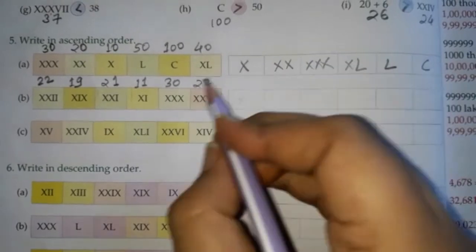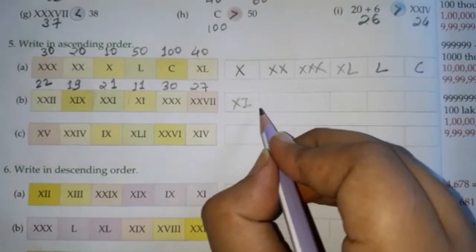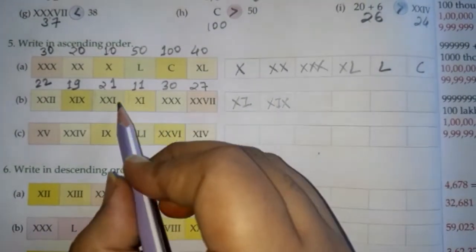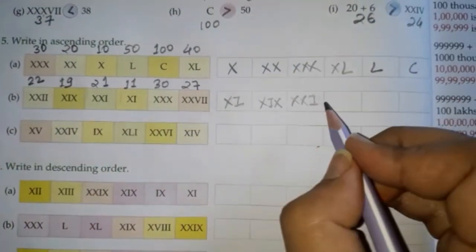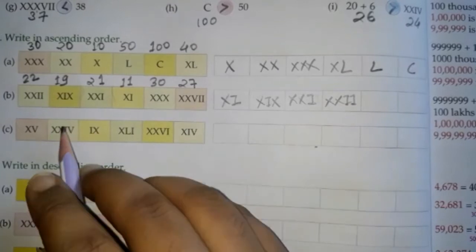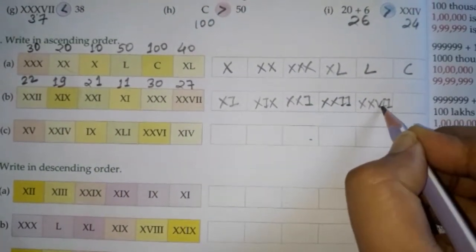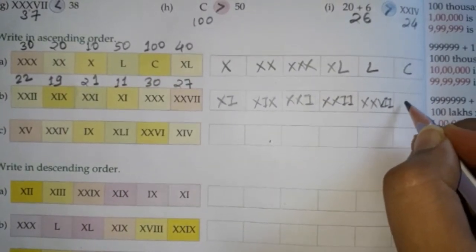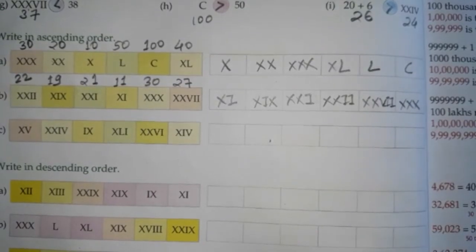Now compare which one is smaller. First is XI, then this 19, XIX. Then 21, XXI. Then 22, XXII. Then 27, XXVII, and last one is 30. The greater number in the series is 30. It is the greatest number here.